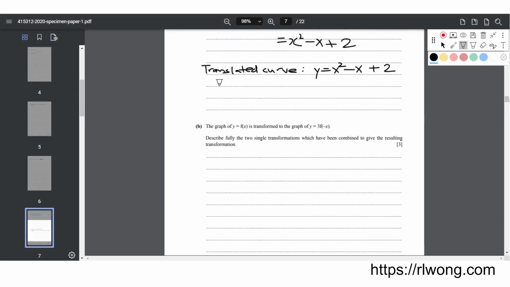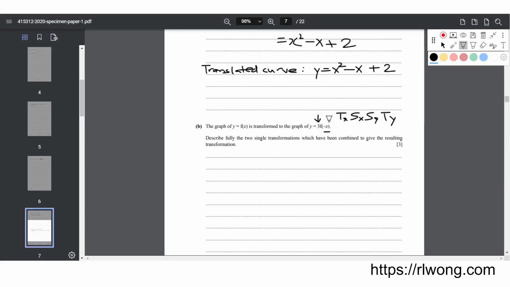Moving on to part B, the graph of y equals f(x) is transformed to the graph of y equals 3f(-x). Describe fully two single transformations which have been combined to give the resulting transformation. Okay, so usually the rule of thumb is we do translation in x, followed by scaling in x, then scaling in y, then translation in y. So if you look at this, this minus x is basically like scaling in x. So we will first do this, the minus x, then we'll do the 3.